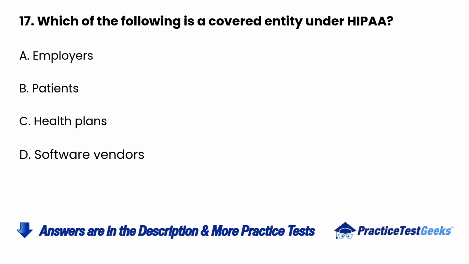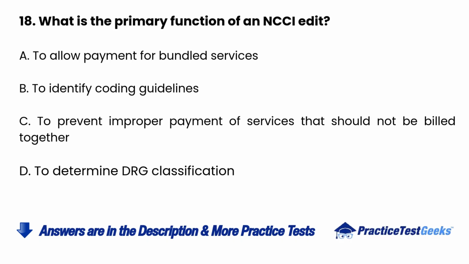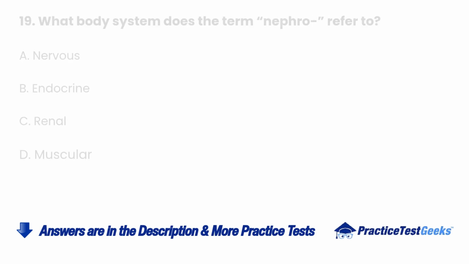17. Which of the following is a covered entity under HIPAA? A. Employers, B. Patients, C. Health plans, D. Software vendors. 18. What is the primary function of an NCCI edit? A. To allow payment for bundled services, B. To identify coding guidelines, C. To prevent improper payment of services that should not be billed together, D. To determine DRG classification.